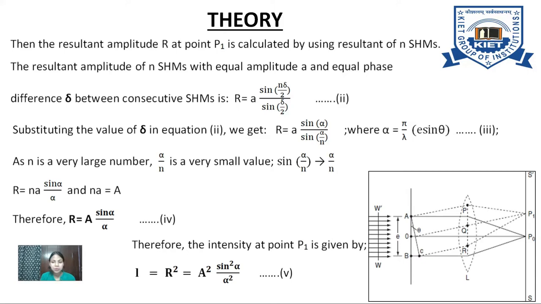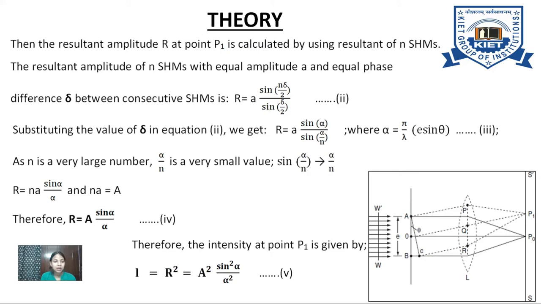Here alpha is equal to pi upon lambda e sine theta. This value of alpha is important. We shall consider it many times in our further calculations. Now n is a very large number, and therefore alpha upon n is a very small value. And because alpha upon n is a small value, so sine alpha upon n tends to alpha upon n. As you know, sine of a very small angle tends to the angle itself.